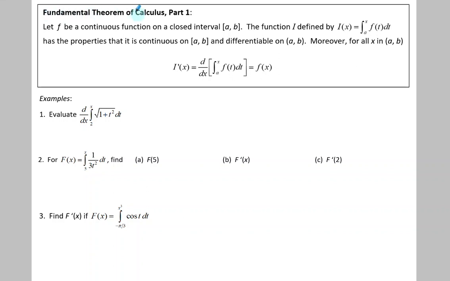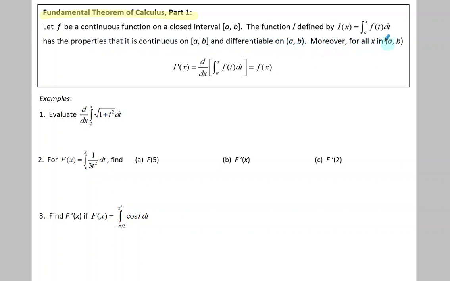The fundamental theorem of calculus, part 1. Let f be a continuous function on a closed interval from a to b. The function I, defined by I of x equals the integral from a to x of f of t dt, has the properties that it is continuous on a to b and differentiable on a to b.